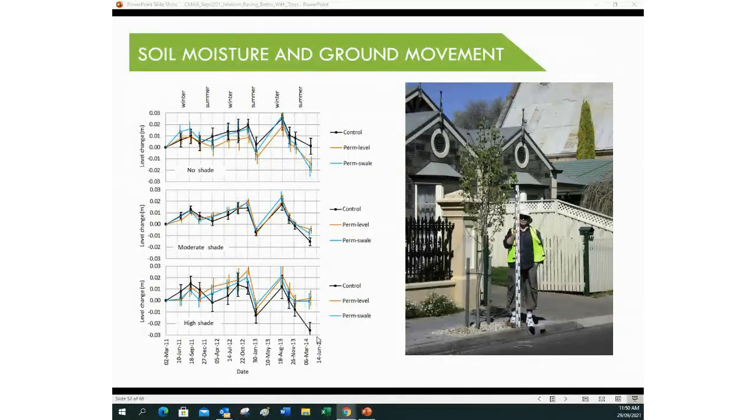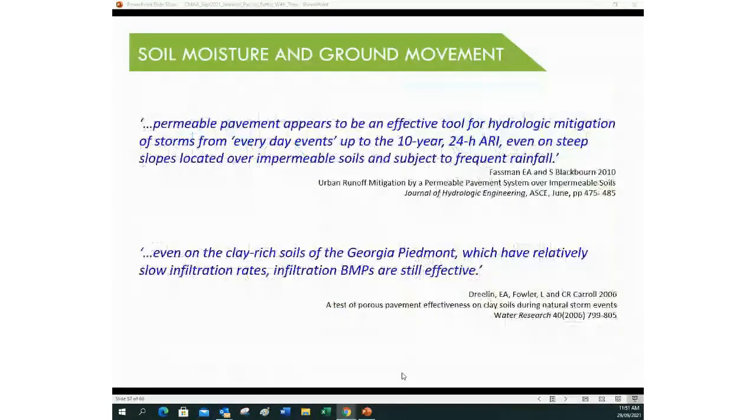So again, contrary to expectation, research always brings up surprises and always makes it fun. A couple of papers from 2010 and 2006, our research just supported these. We were analysing our results at the time these came out, and it was really helpful to see other people are finding the same sorts of things. Even on low infiltration rate, heavy clay soils, you can get good infiltration, and we added to that it won't affect reactive soil harmfully. And if you've actually got trees nearby, it will reduce the amount of ground movement over the year.